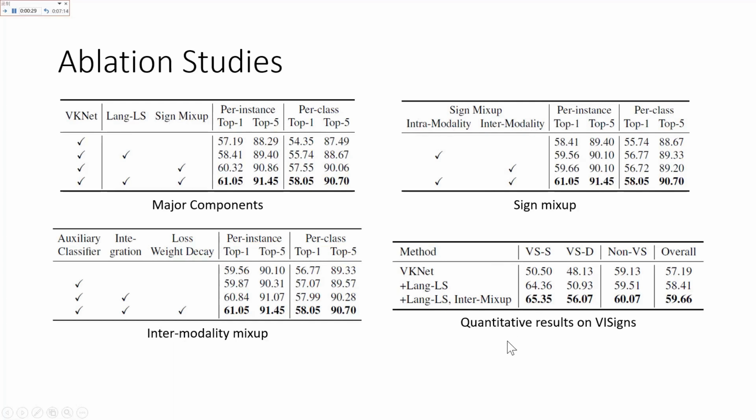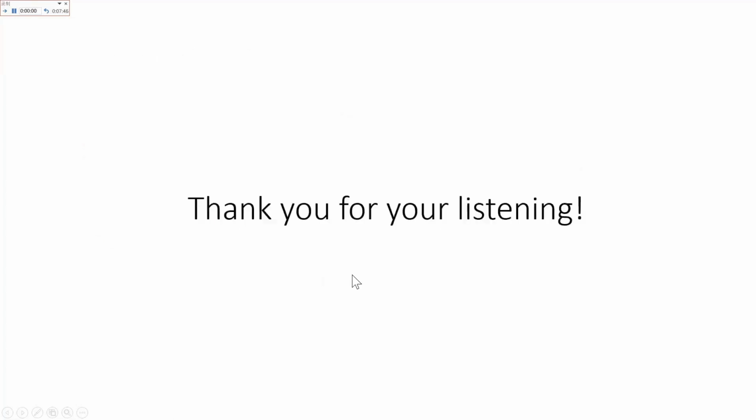We also provide quantitative results on VI signs, so we can clearly see that our language-aware label smoothing is quite effective on VI signs with similar semantic meanings. But our intermodality mix-up is the most effective technique on the VI signs with distinct semantic meanings. And using both of them can achieve the best overall accuracy. That's all. Thank you for listening.